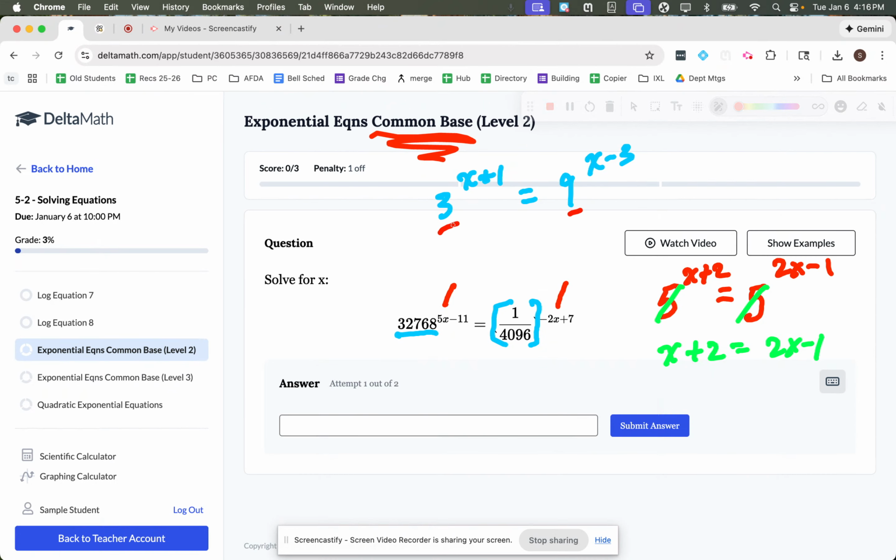But guess what? 9 is 3 to the 2 power, isn't it? So when I replace the 9 with 3 to the 2 power, this power and that power are both in the power position. And so they multiply to each other. Just as you learned that rule, a to the b to the c is a to the bc.